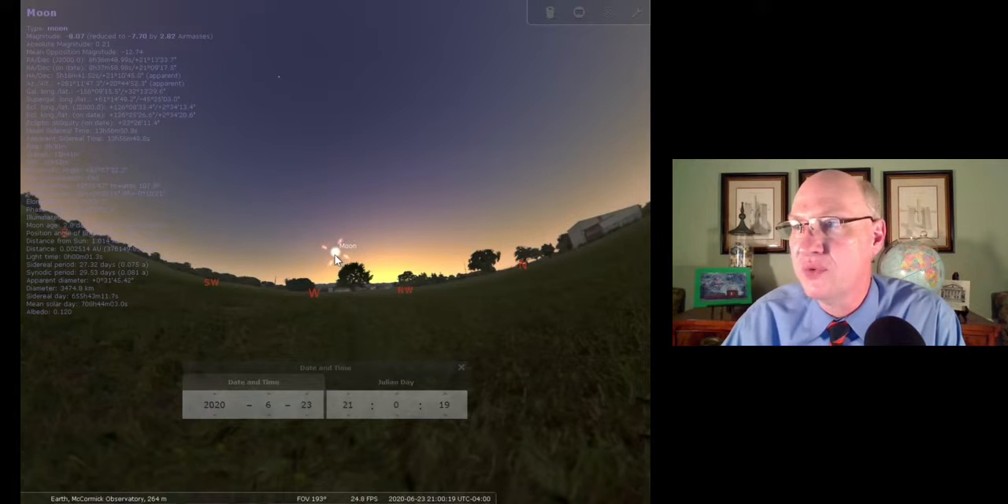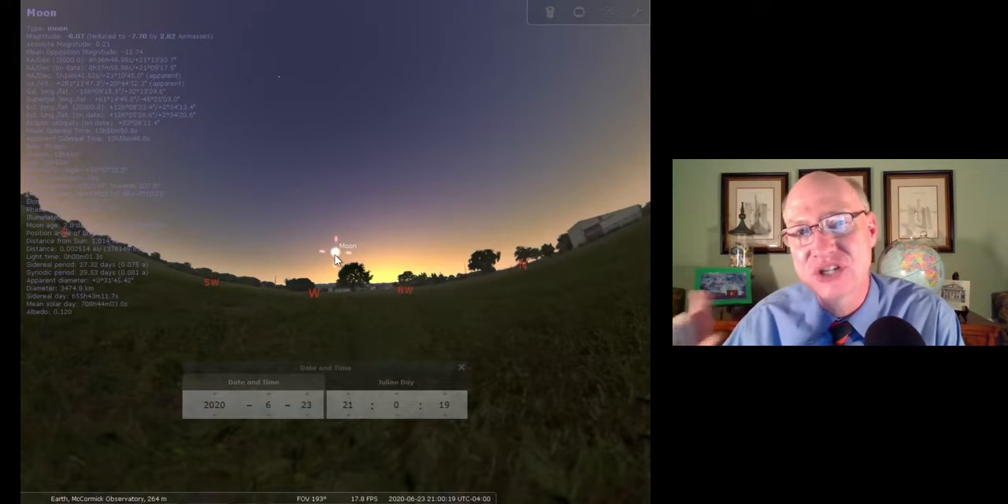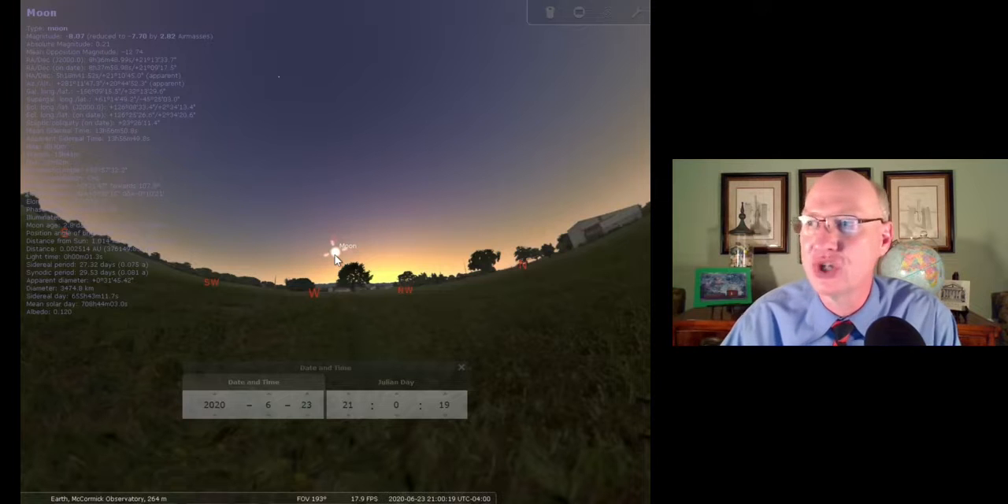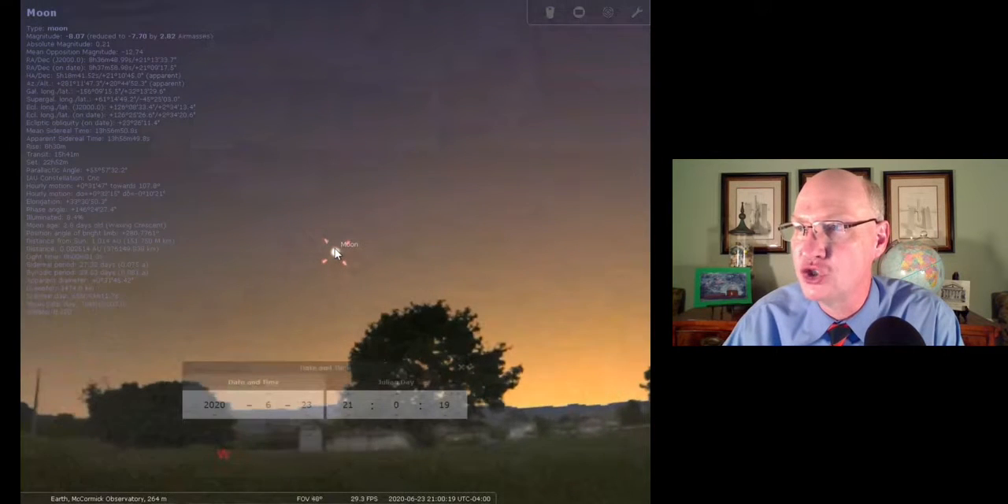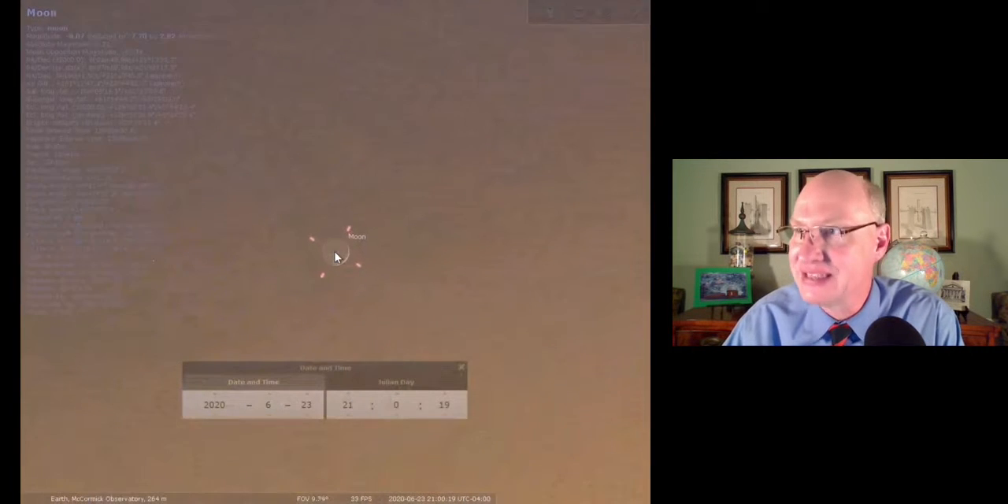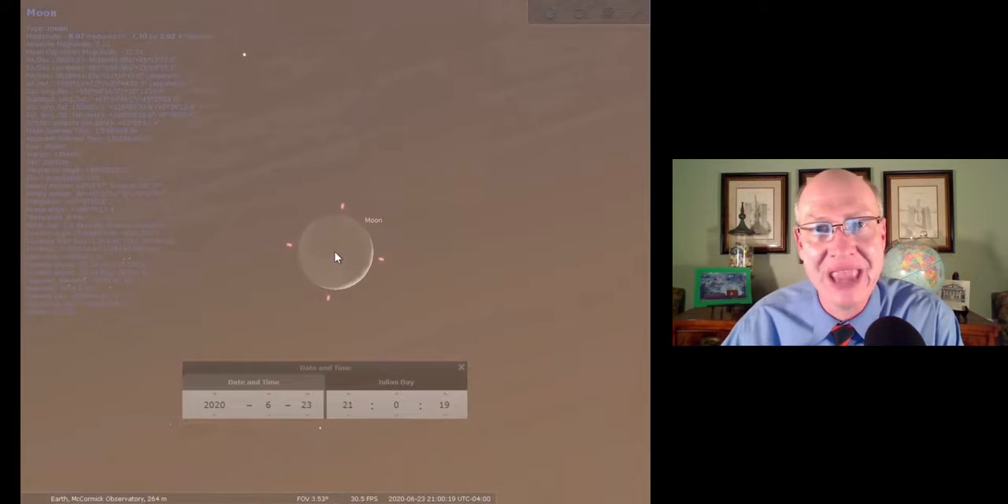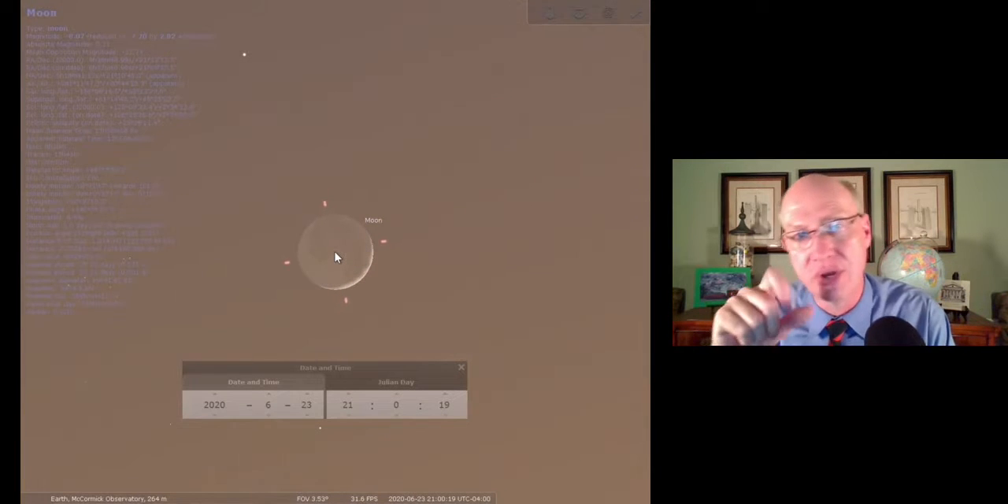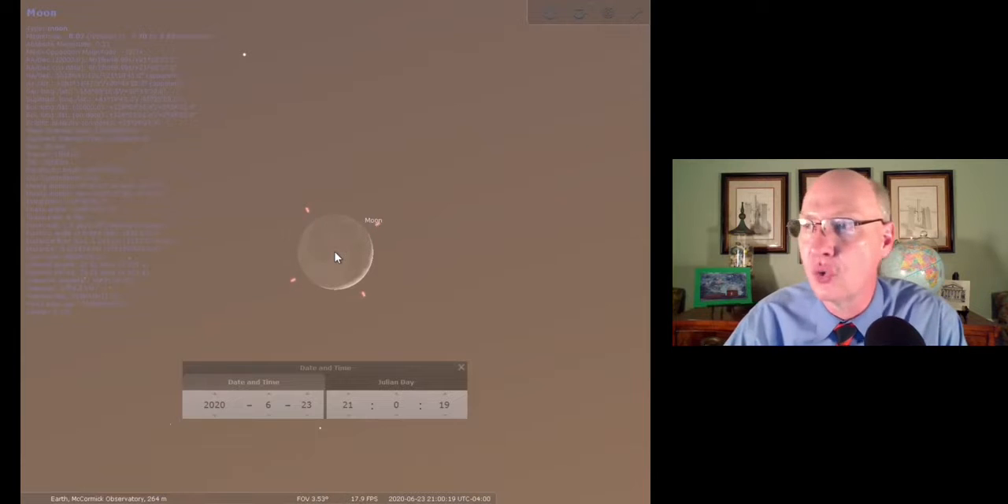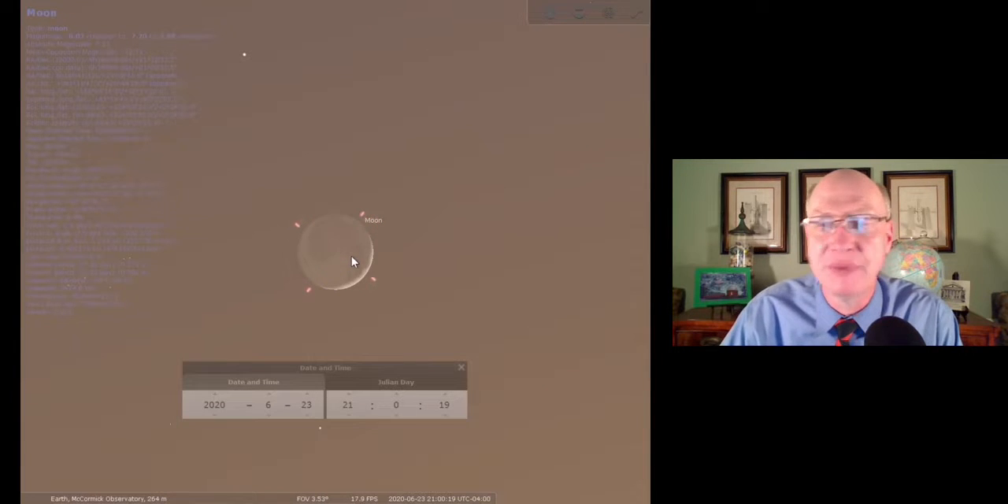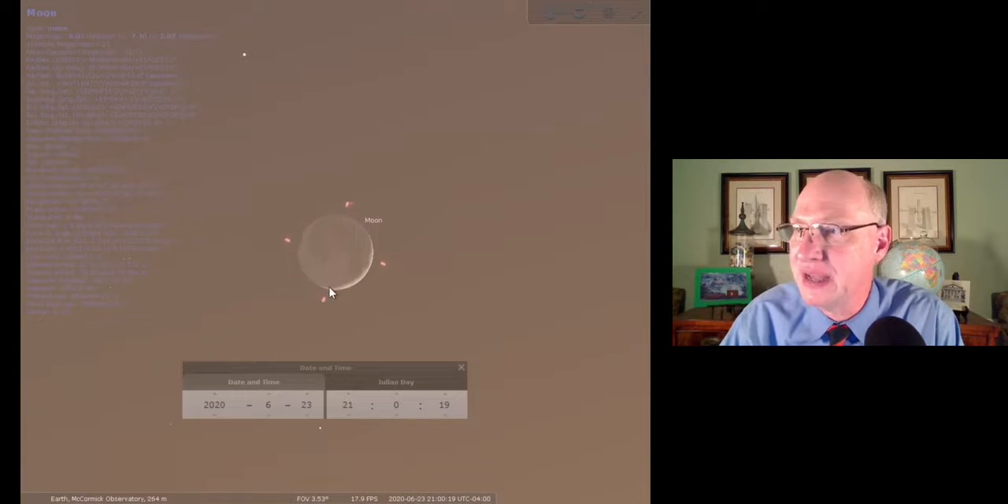Now, the moon looks full there, but that's only because it is so small in our sky that they can't show us the phase. To see the phase, we're going to have to zoom in. To zoom in on a Windows machine, I'm using the page up and page down buttons, or you can use the scroll wheel on your mouse. There's the moon up in the sky, and you'll notice it's lit up on the right, so it is a thin waxing crescent moon.